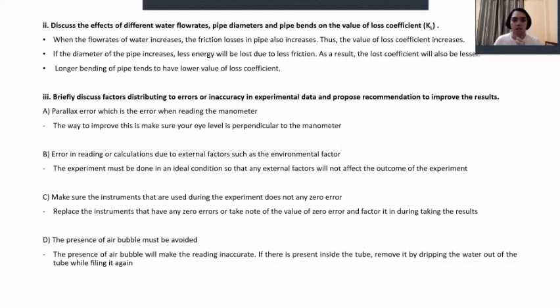The next is the presence of air bubbles, which must be avoided. The presence of air bubbles will make the manometer reading inaccurate. So if there is an air bubble present in the tube, we must remove it by dripping the water out of the tube and then refilling it again with water.